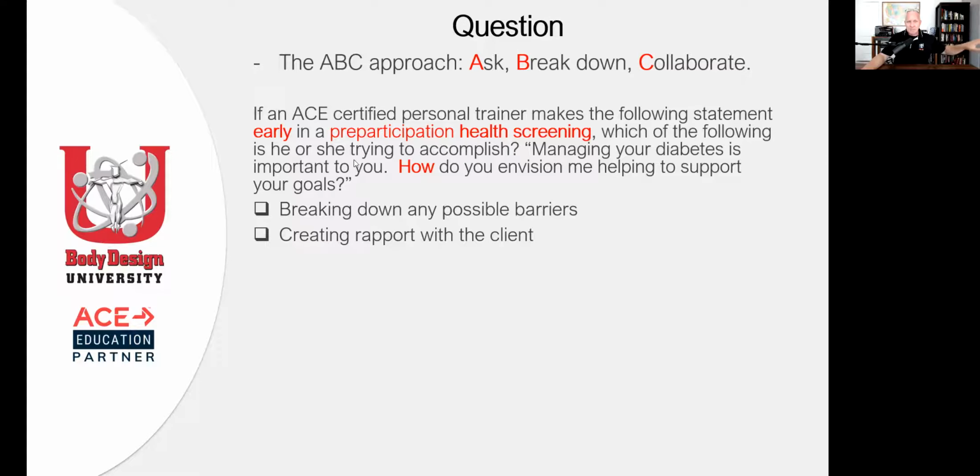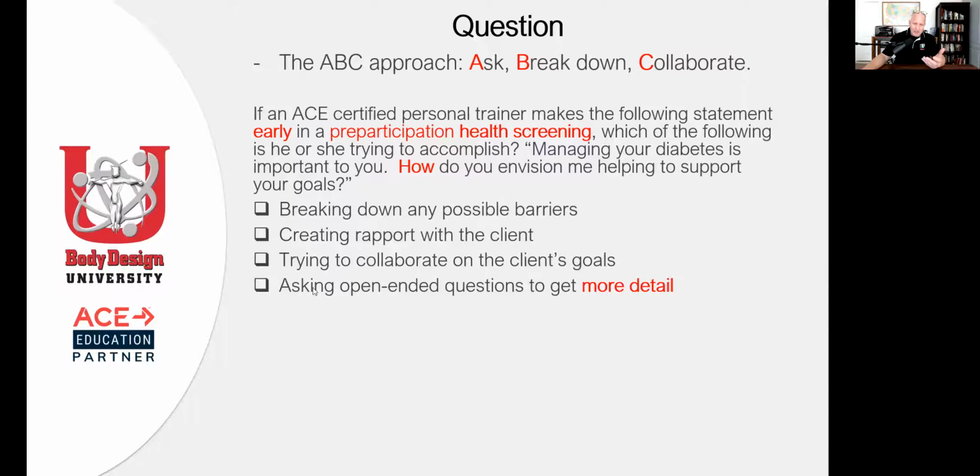You've already done that. That's a process now that you'll continue, but you've already started, you've already created the beginning of rapport. Where is the breaking down of possible barriers going to occur? It's going to occur after you ask. The third one is, when do you do your collaboration? Well, you're only going to do that after you've broken down any possible barriers to participation, which occurs after you've asked open-ended questions to what?